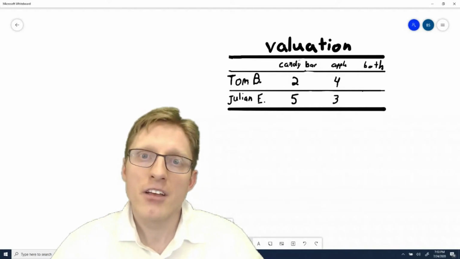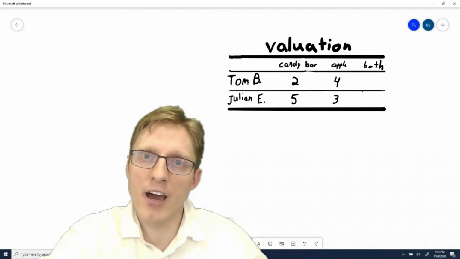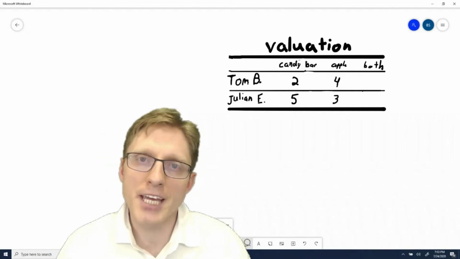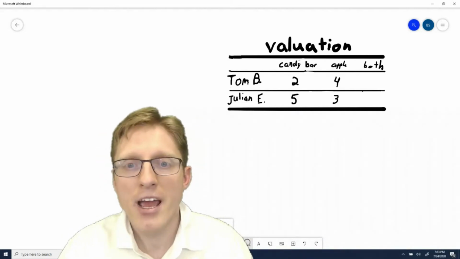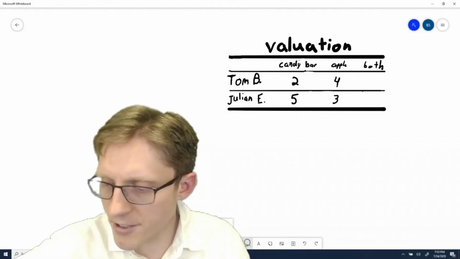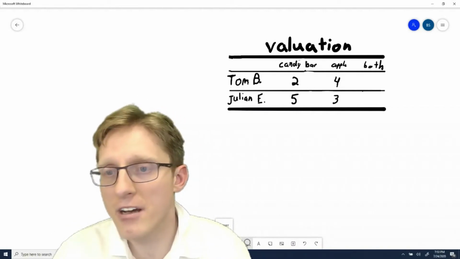That is, when someone tends to have a high value for one of the items, it means that they'll probably have a low value for the other item. So if someone has a high value for a candy bar, they probably have a low value for an apple, and vice versa. Okay? And I can illustrate this using this example here.